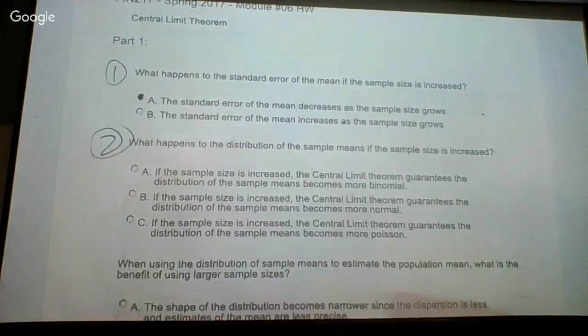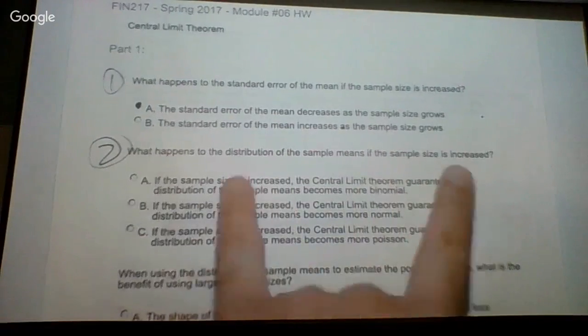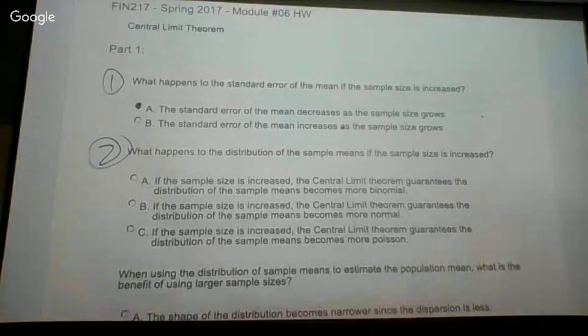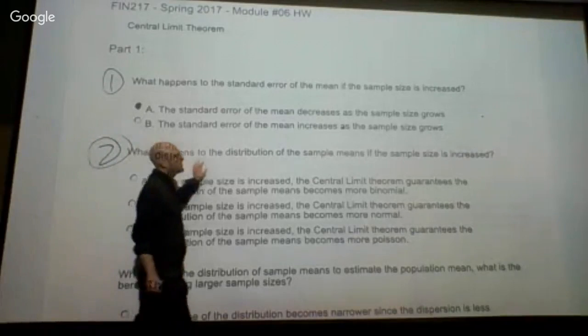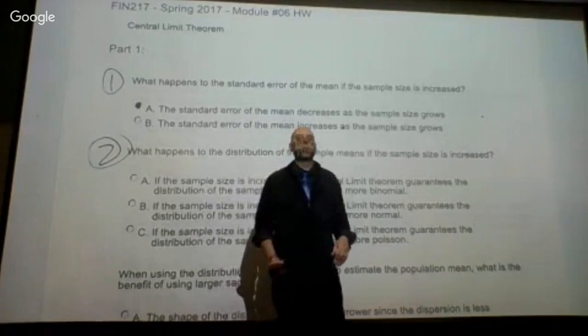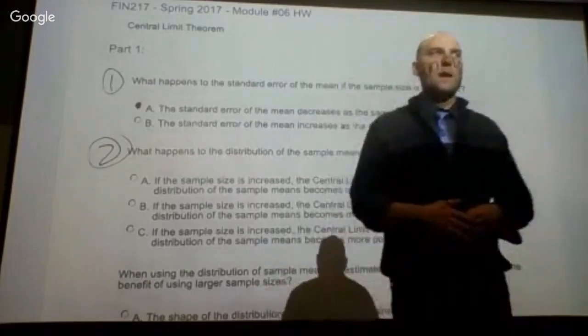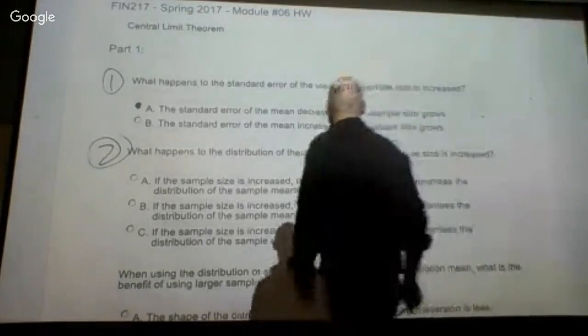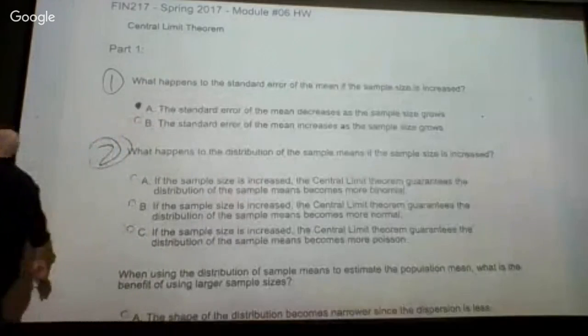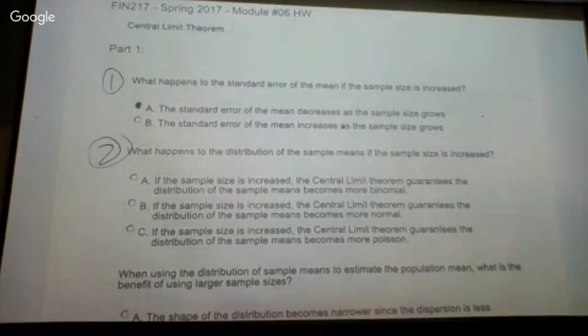What happens to the distribution of sample means if the sample size is increased? Why do we need the central limit theorem? The distribution of sample means. What happens to that distribution of sample means as sample size gets bigger, Tom? Becomes more normal. I mean, of those three, that's the only one we can think of that we've even talked about in here.